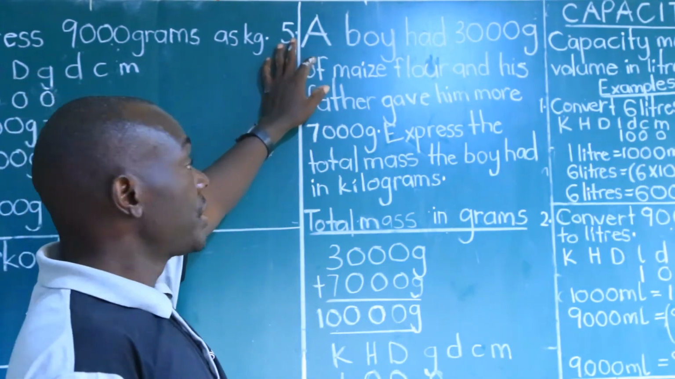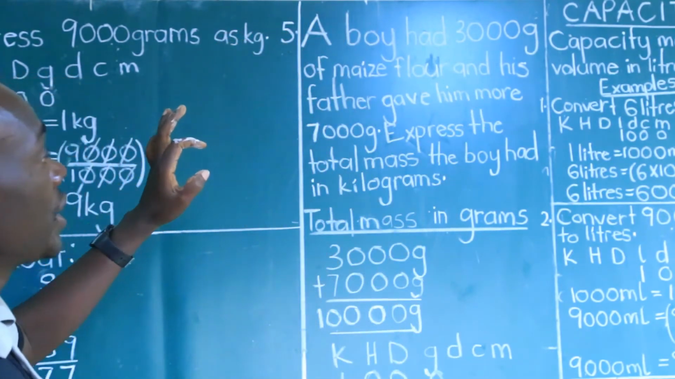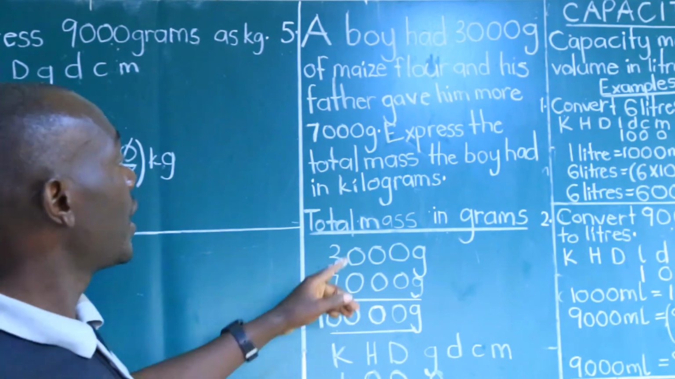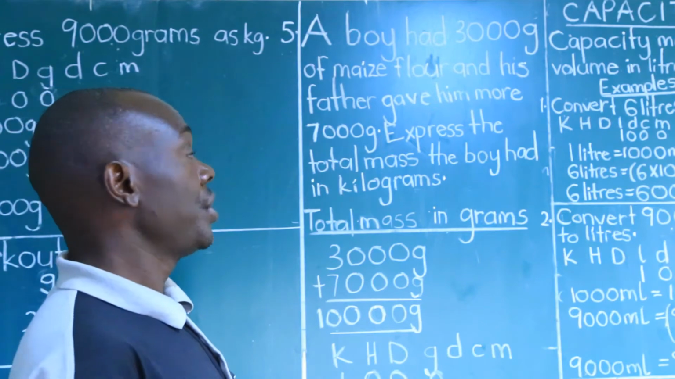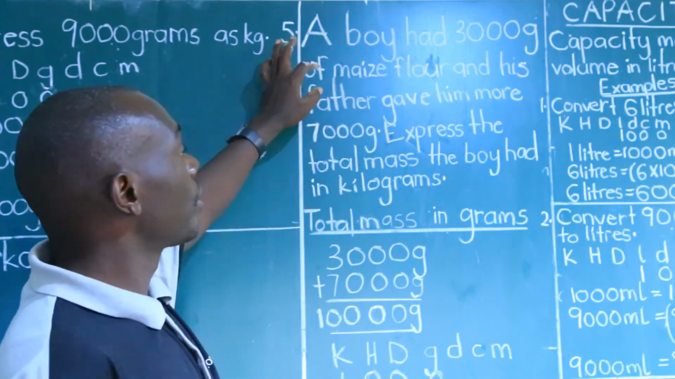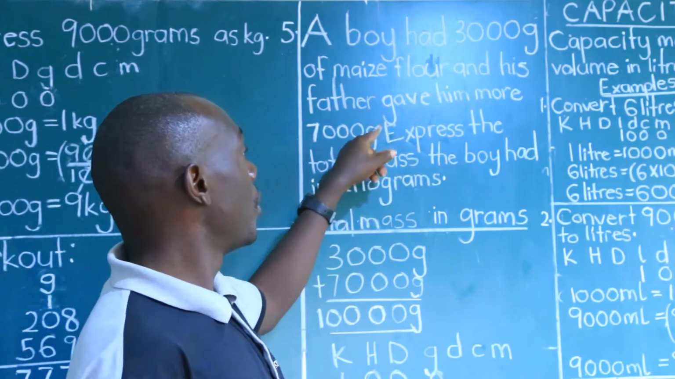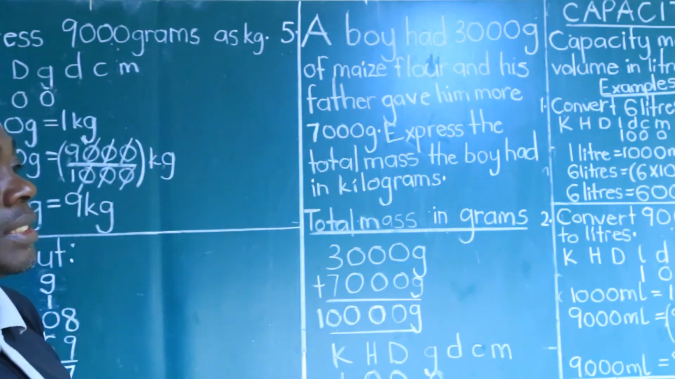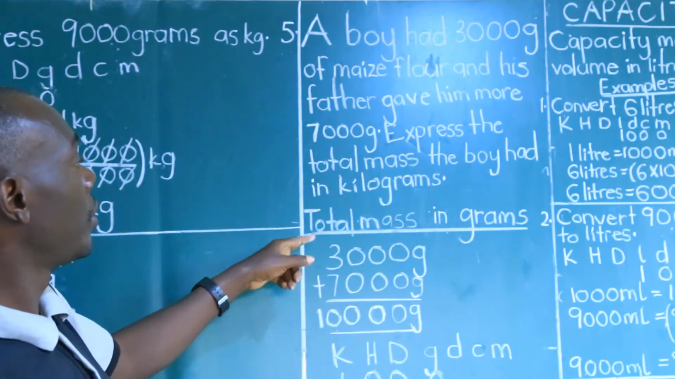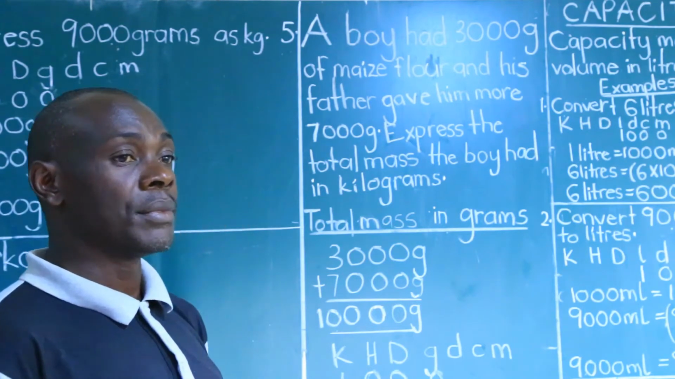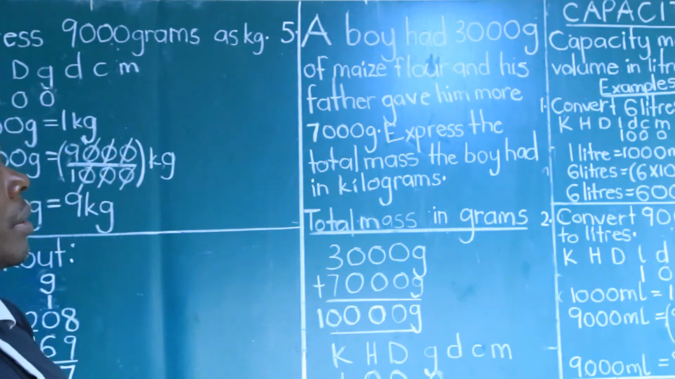Number 5 reads: a boy had 3,000 grams of maize flour, and his father gave him more, 7,000 grams. I repeat, a boy had 3,000 grams of maize flour, and his father gave him more, 7,000 grams. Then the question says, express the total mass the boy had in kilograms.